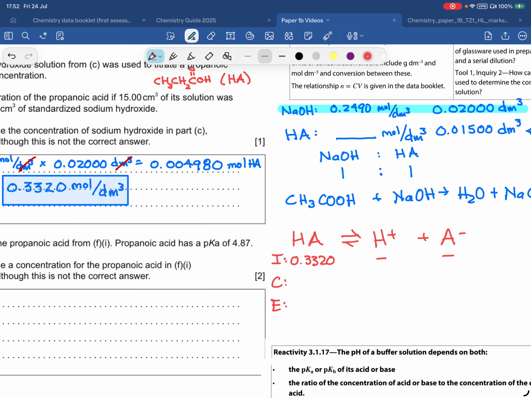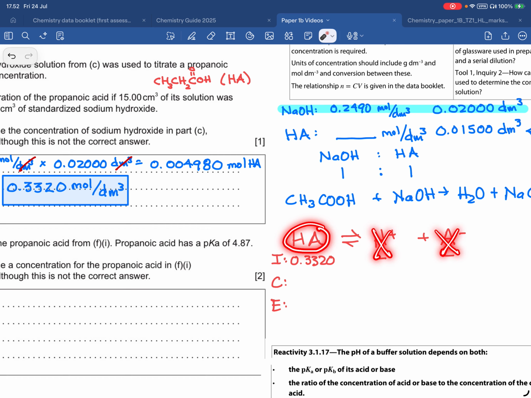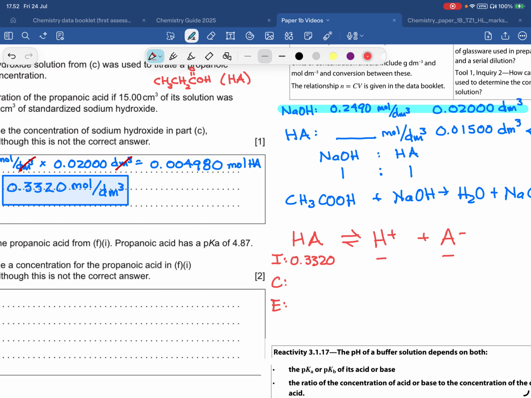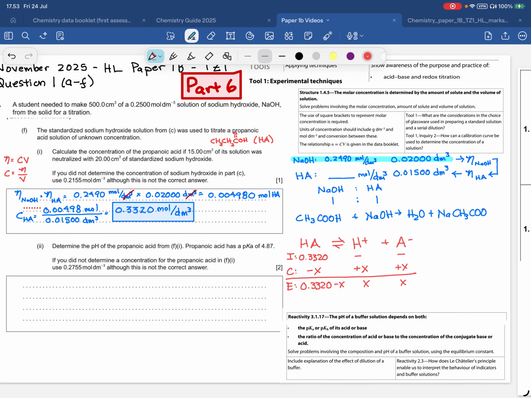What's going to happen is it's going to dissociate. It's an equilibrium. So because there's plenty of this and there's none of these, the equilibrium is going to shift in the right direction. Because of that, you're going to lose HA. Any HA that you lose is going to show up as H plus and A minus. So at the end, or at equilibrium, you'll have 0.3320 minus X and X and X.